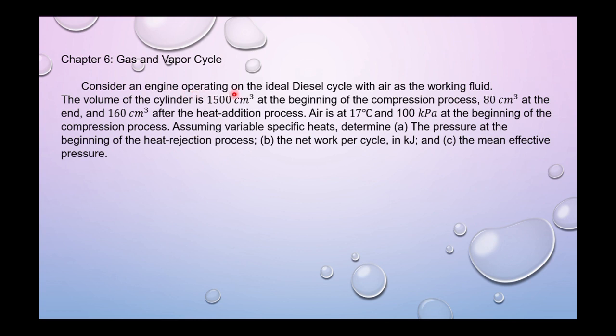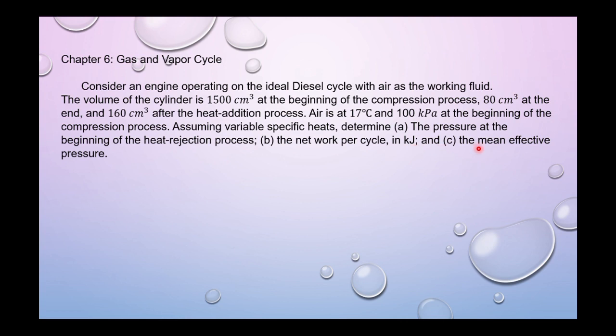Consider an engine operating on the ideal diesel cycle with air as the working fluid. The volume of the cylinder is 1,500 cubic centimeter at the beginning of the compression process, 80 cubic centimeter at the end, and 160 cubic centimeter after the heat addition process. Air is at 17 degrees Celsius and 100 kilopascal at the beginning of the compression process. Assuming variable specific heats, determine A. The pressure at the beginning of the heat rejection process, B. The net work per cycle in kilojoules, and C.